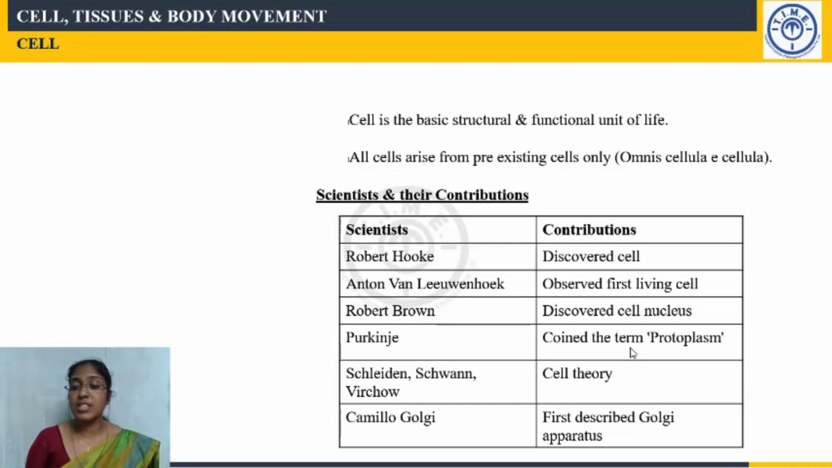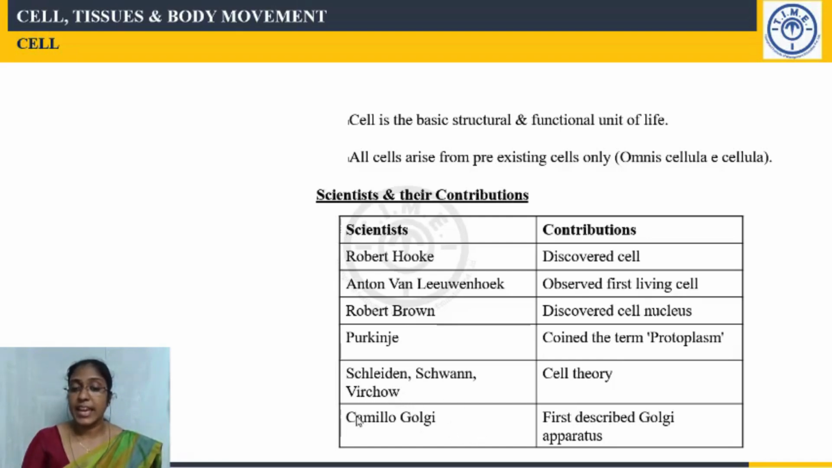What is protoplasm and what is nucleus, you will be learning in the following sessions. So who coined the term protoplasm? Purkinje. Then who proposed cell theory? Cell theory was proposed by Schleiden, Schwann and Virchow. Shortly, it is given as Schleiden, Schwann, and it is modified by Rudolf Virchow.